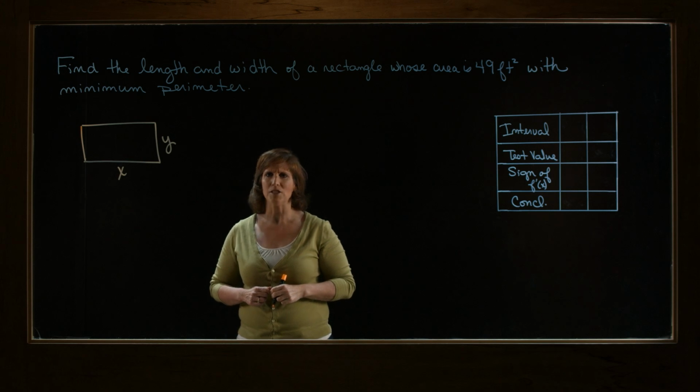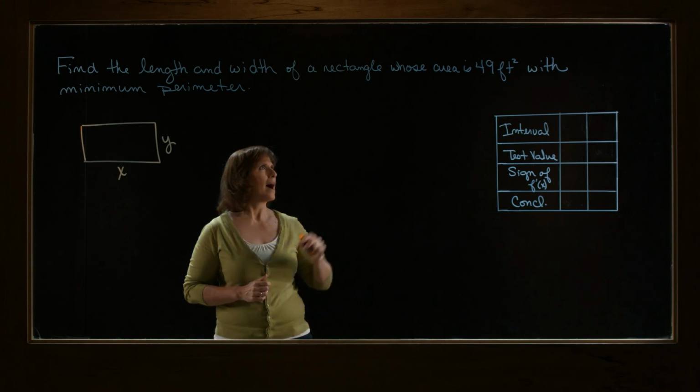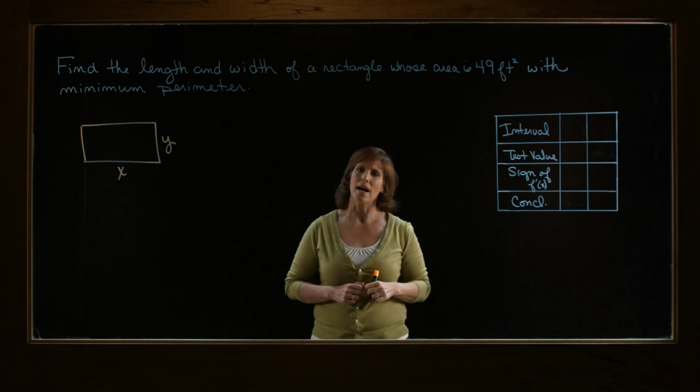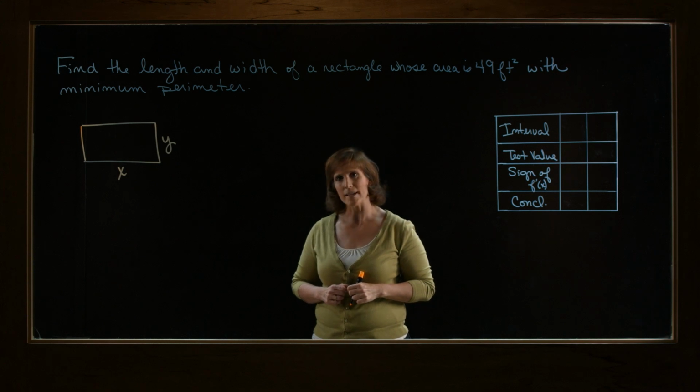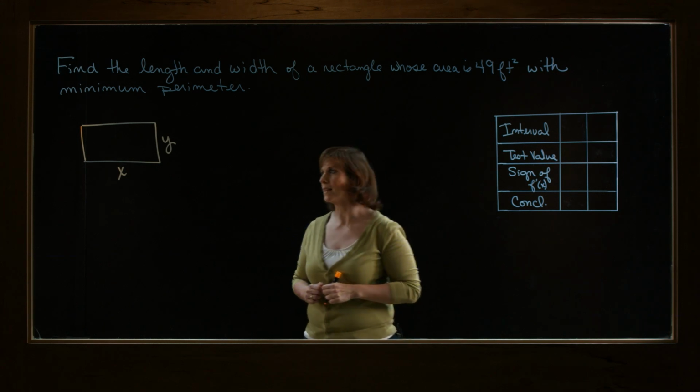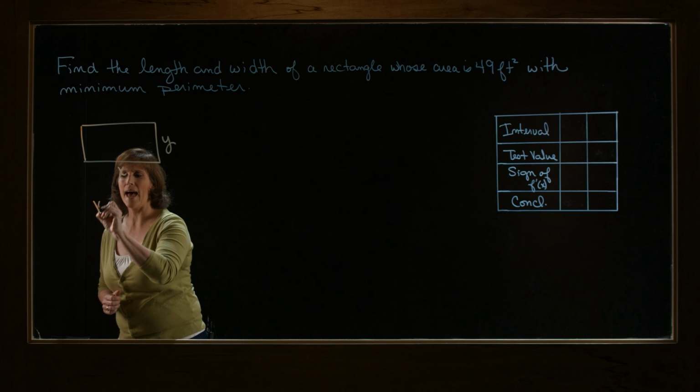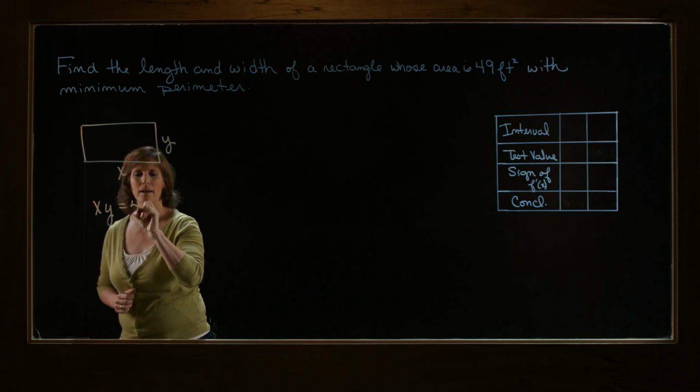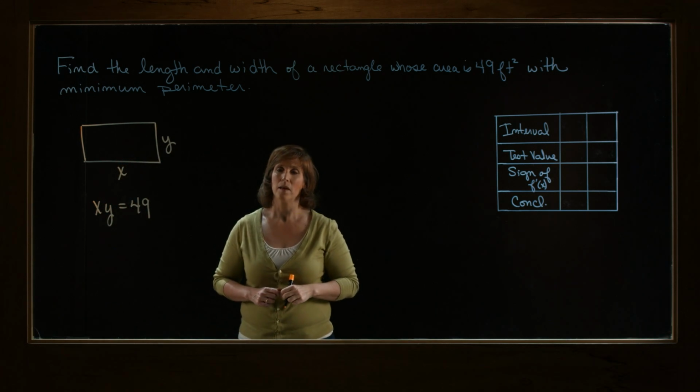Well, what other information was I given in my problem? I know that the area is 49 square feet. And to find the area of a rectangle, we multiply the length and the width. So that tells me that x times y equals 49.